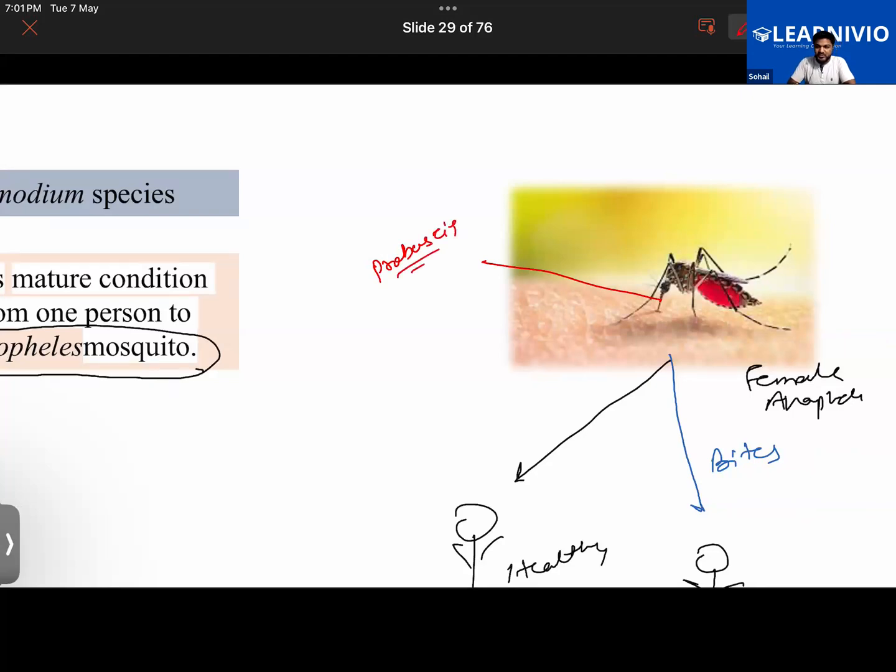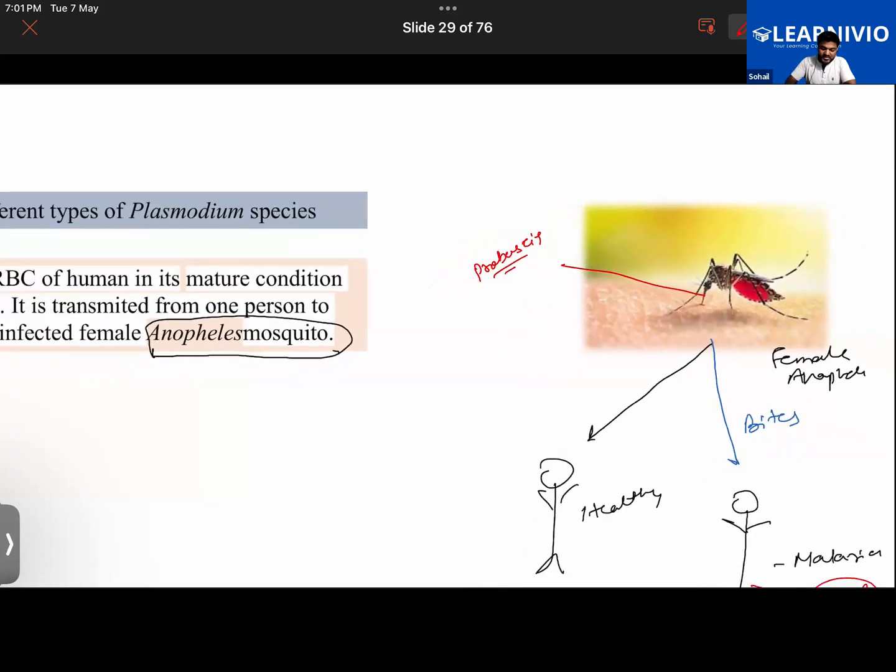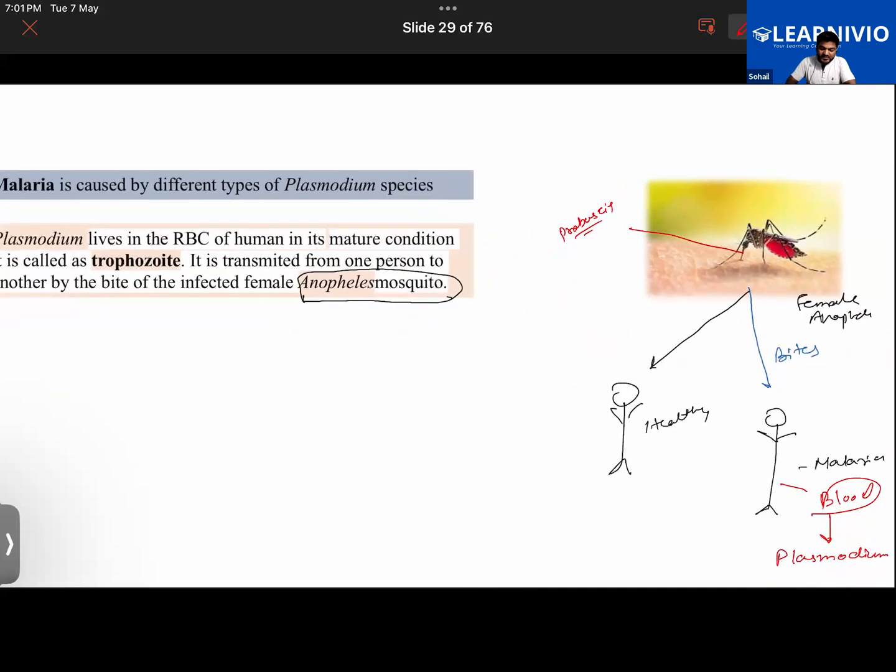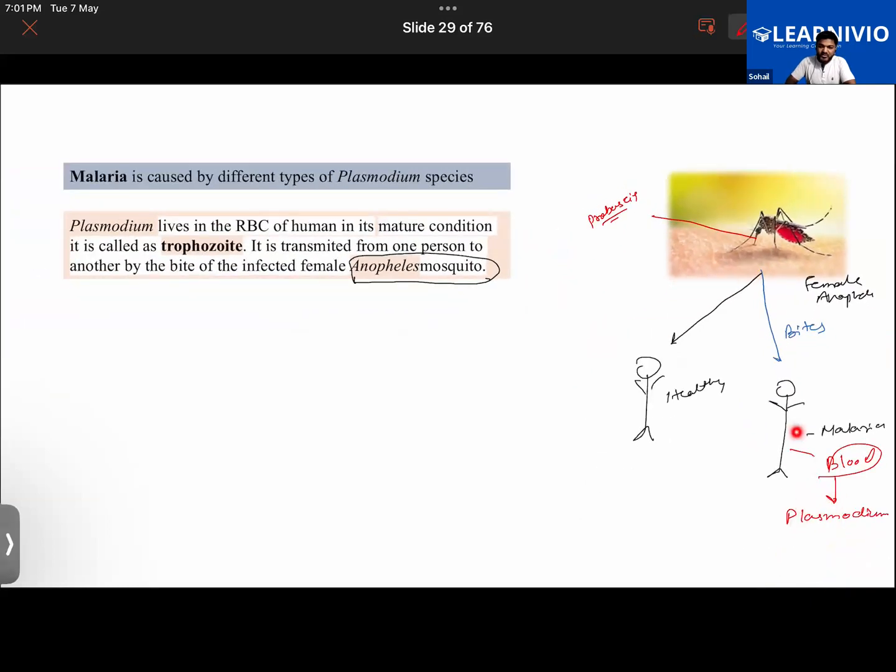That is the proboscis. Once this mosquito inserts its proboscis into the body of a healthy person, it will be transferring the plasmodium into the blood of this person, right? Answer this to me. Yes. Is this simple thing clear to all of you or not?